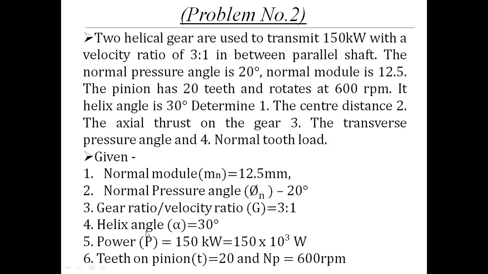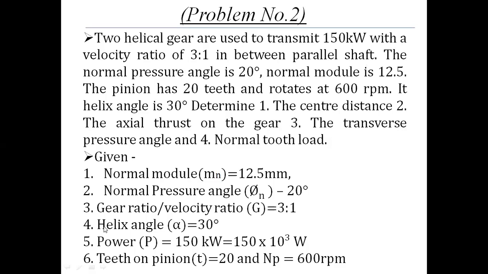So given in this statement is normal module. In the problem statement it is directly mentioned, normal module is 12.5 mm. Normal pressure angle φn is equal to 20°. Velocity ratio or speed ratio or gear ratio, denoted by G, is given 3:1. So the value of G is given 3.